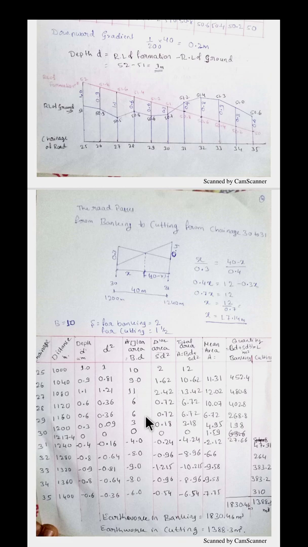So here, this is the banking portion up to this much, so S is 2 into 1 it is 2, 2 into 0.81 it is 1.62, 2 into 1.21 it is 2.42, 2 into 0.36 it is 0.72, 2 into 0.36 is 0.72, 2 into 0.09 it is 0.18, 2 into 0 it is 0. Up to this it is banking, correct. After this it is cutting, correct.